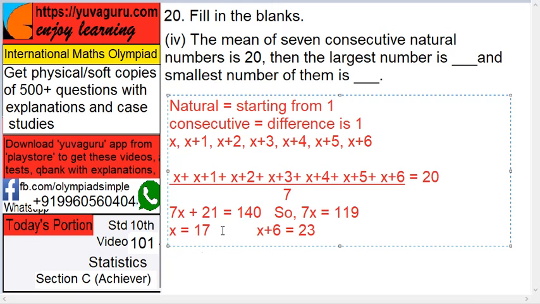So smallest number you got, that is 17. Highest is what? x plus 6. So 17 plus 6, 23. That is the required answer. 17 and 23.